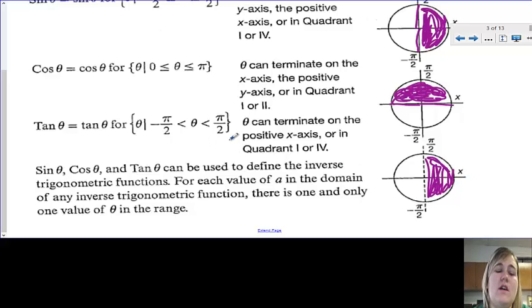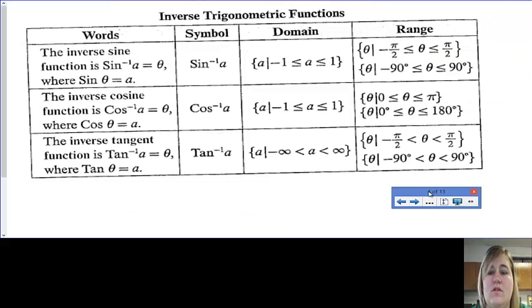Sine, cosine, and tangent can be used to define the inverse trigonometric functions. For each value of A in the domain of any inverse function, there is one and only one value of theta in the range. So this gives you the exact same thing essentially. So the inverse sine function, inverse sine of A, has a domain of -1 to 1. They give us negative pi over 2 to pi over 2, or negative 90 degrees to 90 degrees. You can write this information in your notes.